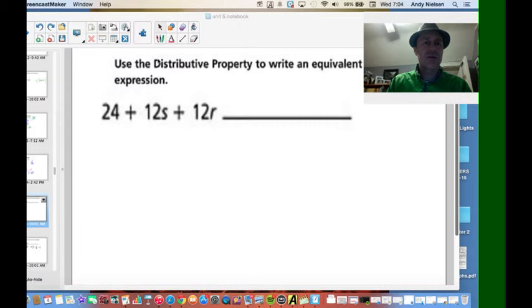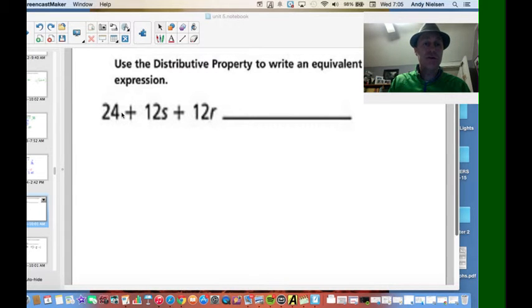I've got three different terms here. One has S, one has R, one is just a number. How can I use the distributive property? So I know the distributive property can be used two different ways: to factor and then to pull out a factor, or expand. So it looks like this time I could probably pull out a common factor from each of these terms.